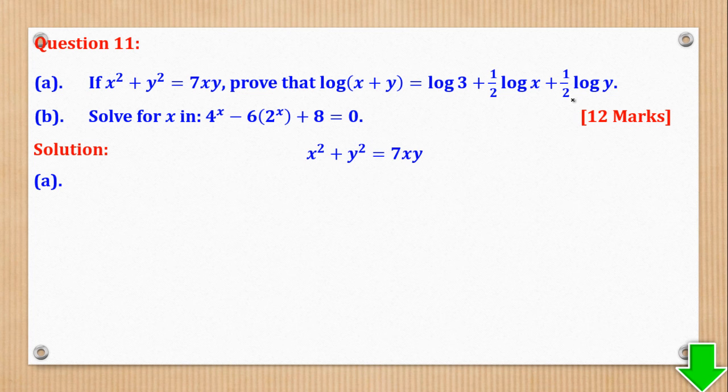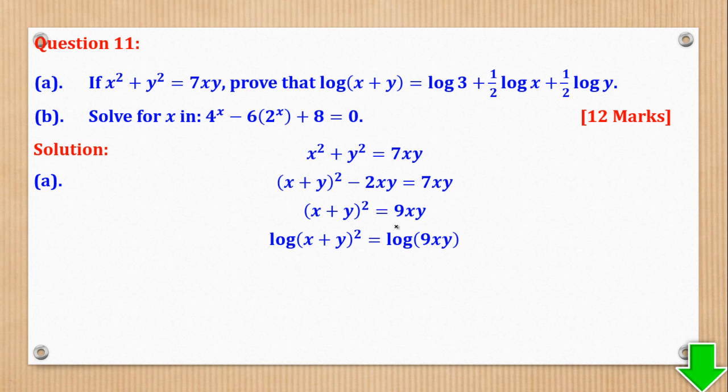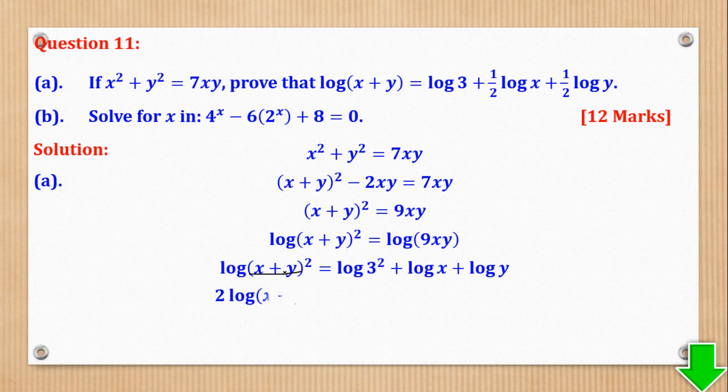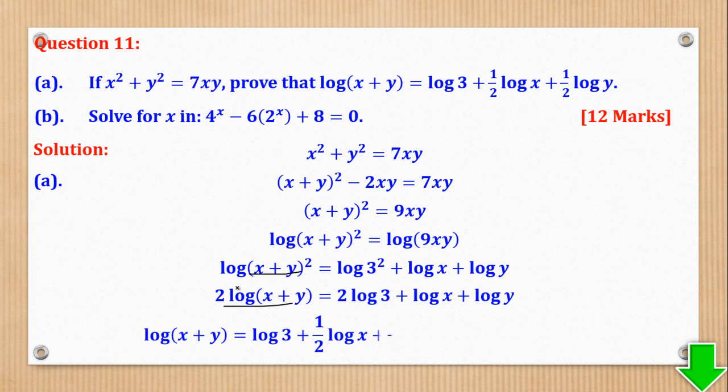So that's what we are given. First is to express in terms of sum and product. Sum, product. Then take this side to get this. Then you put log on both sides. Then you expand this to give you this. But also you need to expand this to give you this. Then divide throughout by 2, and that's what they wanted.